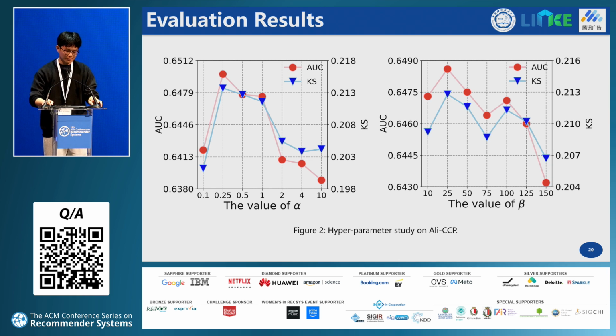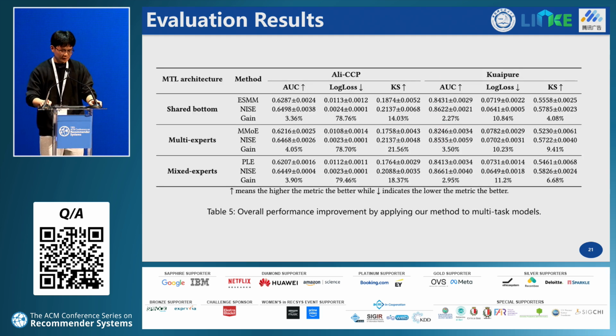And also we do some hyperparameter evaluations, because we introduce two hyperparameters, alpha and beta. The trend is that when alpha or beta are too small or too large, we can see a deterioration in AUC, which is quite intuitive, because if alpha and beta are too small, then we let the CTR task dominate the learning process. And if alpha and beta are too big, then we lose the advantage of introducing the CTR task. And also, we conduct experiments on different multitask learning architectures, like shared bottom, multi-experts, and mixed experts.